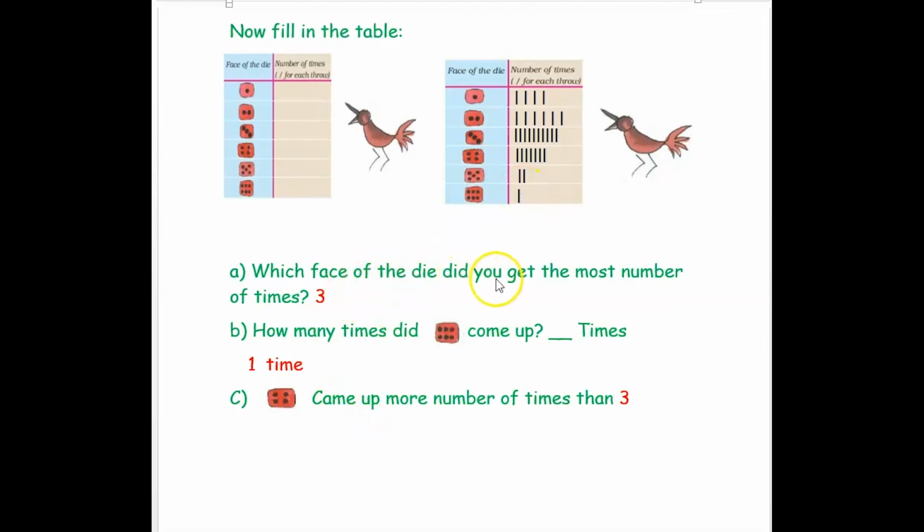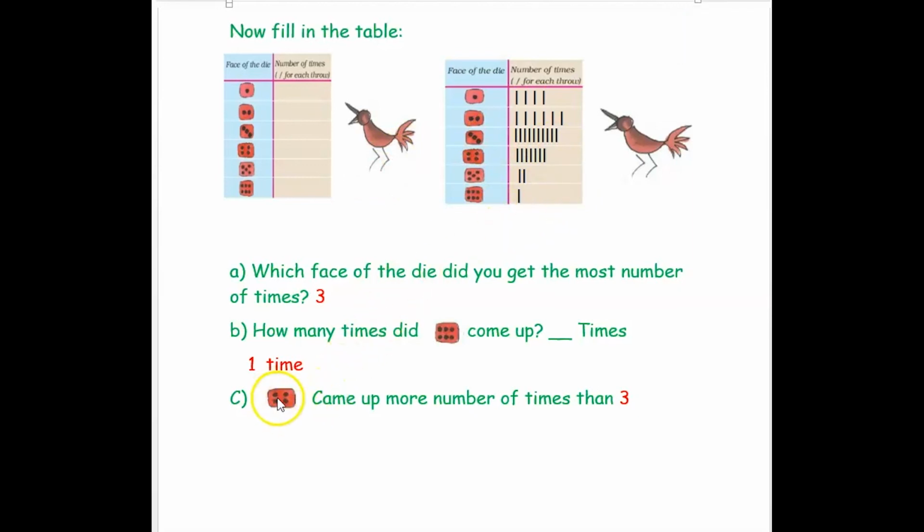Which face of the die did you get the most number of times? Most, we have already seen. Most is many number of times. Yes. So if you see here, the largest number is here, right? 3. So we got the number 3 most number of times. How many times did 6 come up? So if you see here, 6 is here. So for me, 6 came up only one time. Even if you get one time or even if you may not get 6, okay, it does not matter.